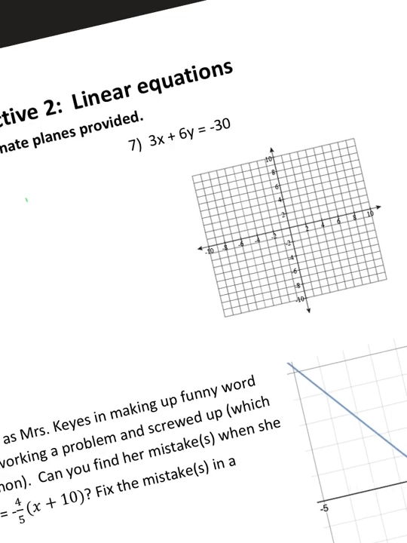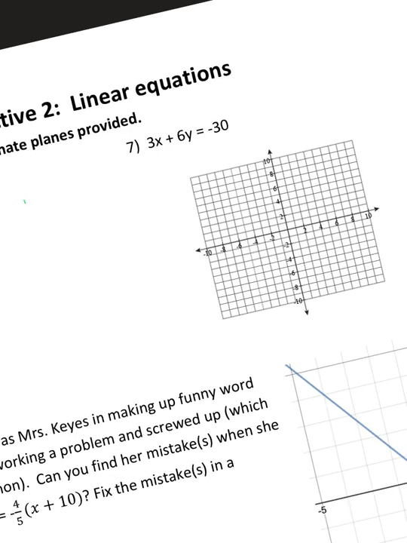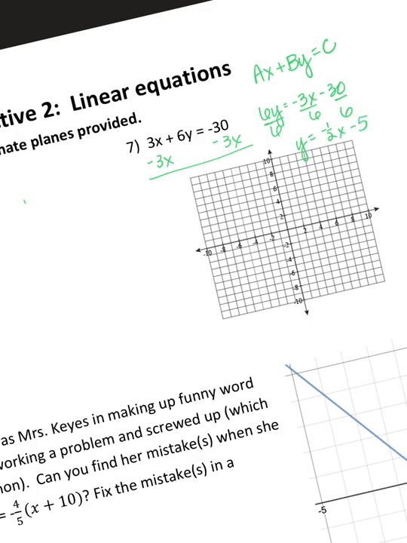In number 7, we're actually given an equation in standard form. So remember that standard form is ax plus by equals c. One strategy you can use is to change standard form into slope-intercept form. So you can subtract 3x from both sides, and you get 6y equals -3x minus 30. And then divide everything through by 6. And our equation is y equals -1/2 x minus 5.